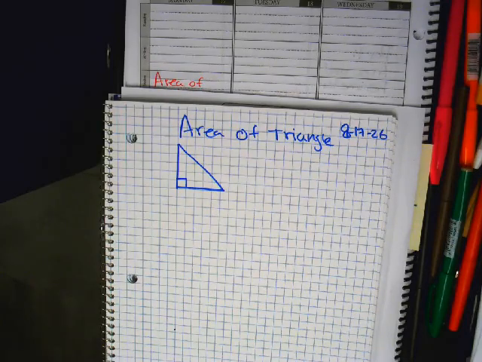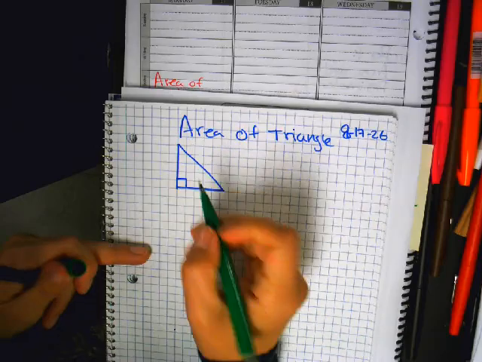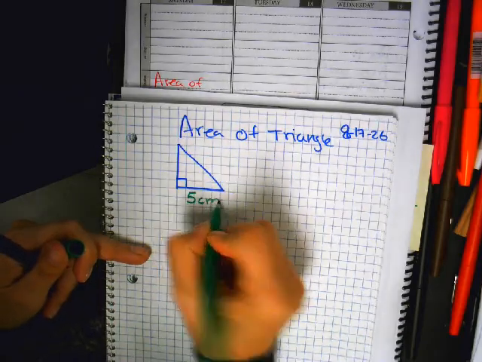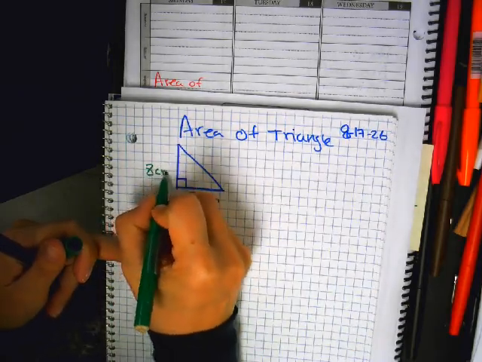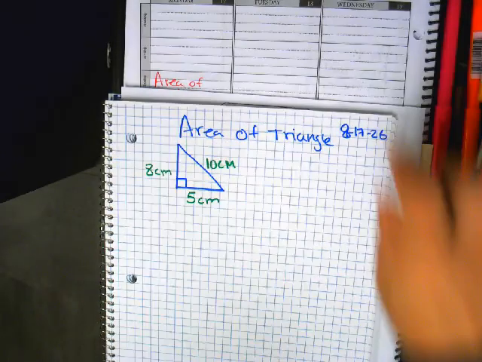Does anybody know what number is a right angle? 90. So that means 90 degrees. Very good. All right, cool. So you see, you have all this information in the brain, and I love it. We're going to use it. All right. 5 centimeters, 8 centimeters, and 10 centimeters. Now, I gave you all the numbers.